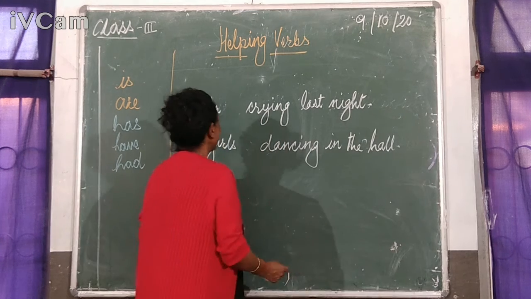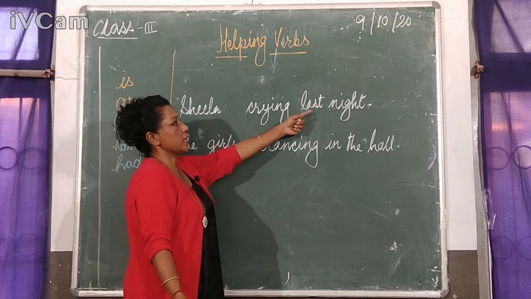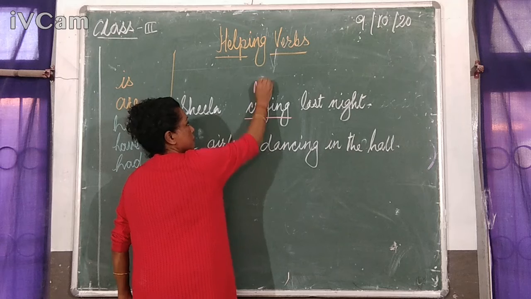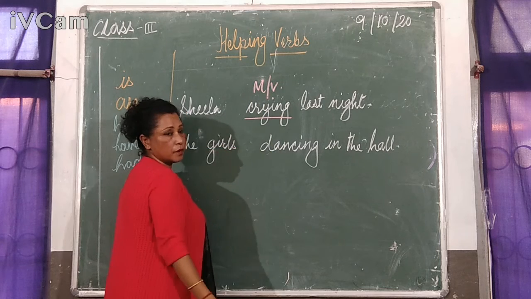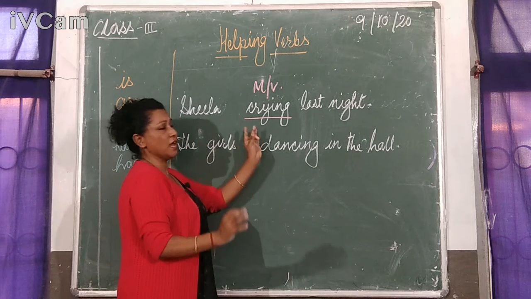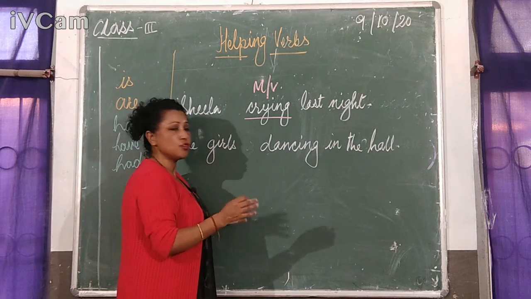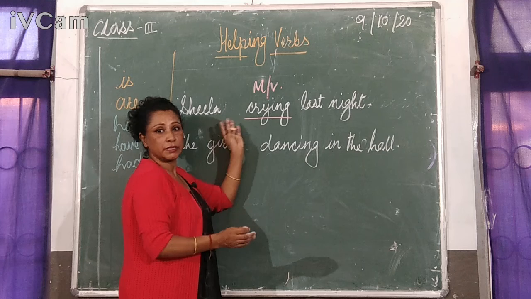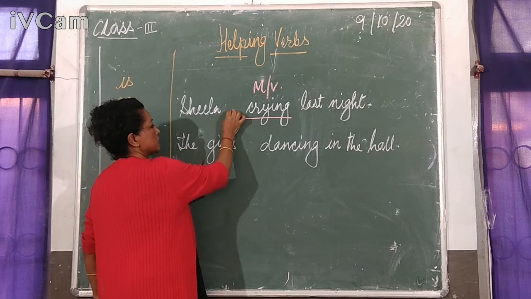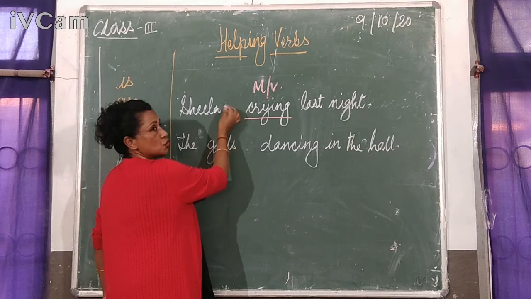Okay. Sheila dash crying last night. So which is the verb here? Crying is the verb, the main verb. All right. So Sheila crying last night. You can understand the sentence, but you need one more word to complete it. So which word will you use?